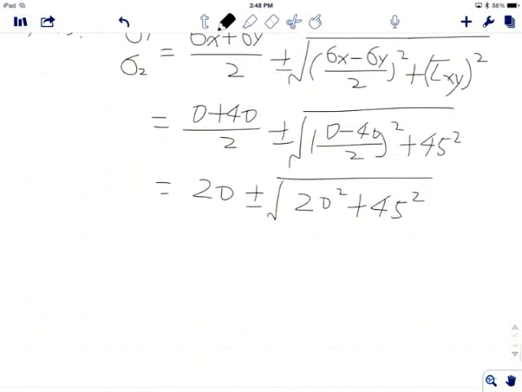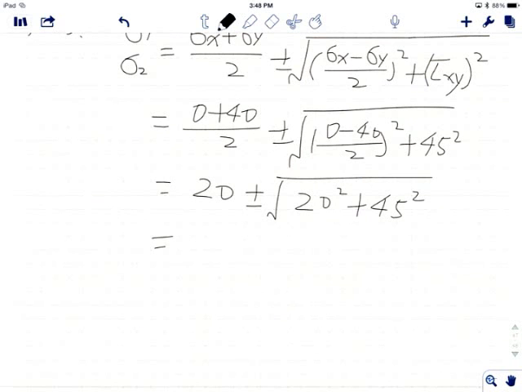Alright, who has a calculator? Who can help me to calculate this out? 69? What about the other? Negative 29.24. Yes, alright, thank you. Looks about right. Let's see whether it's right or not.